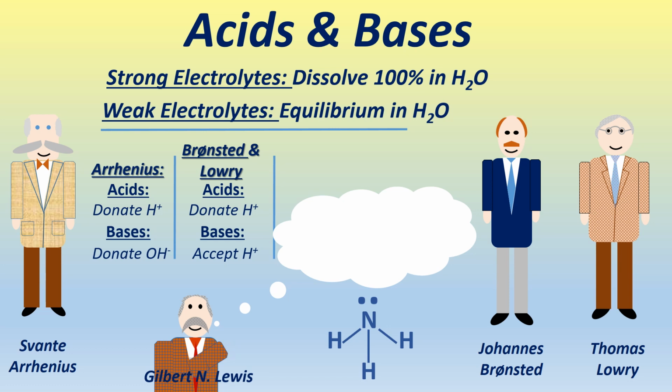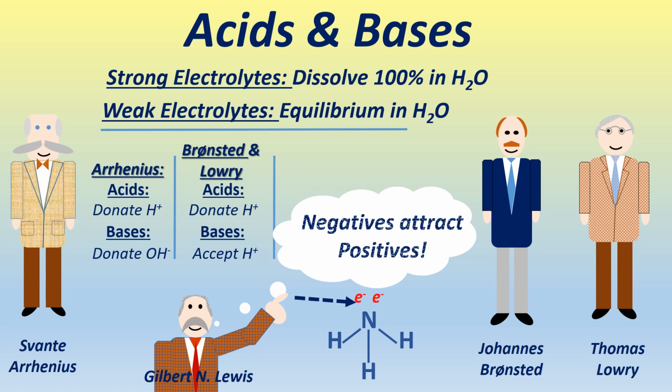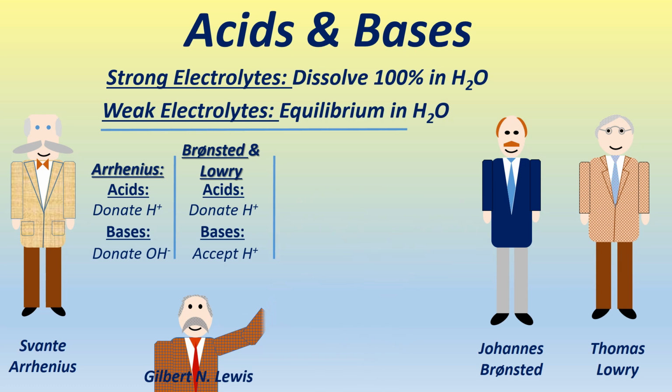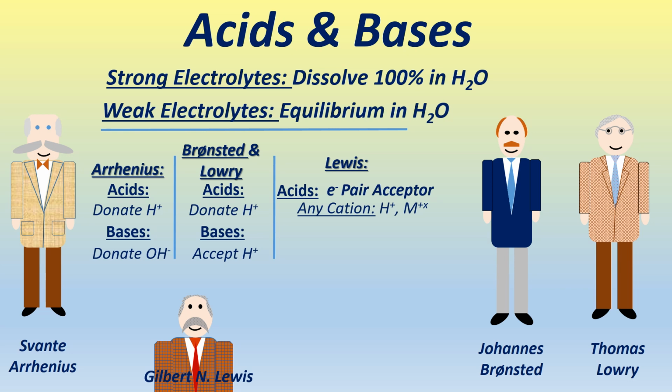For instance, he noticed that on ammonia, you have an unshared pair of electrons. Electrons obviously have a negative charge, and Lewis posited that negatives attract positives. Therefore, his definition of acids and bases was as follows. An acid was anything that can accept a pair of electrons. This is much broader, as it will be anything with a positive charge. Not only an H plus, but a positive metal cation can exist in water.